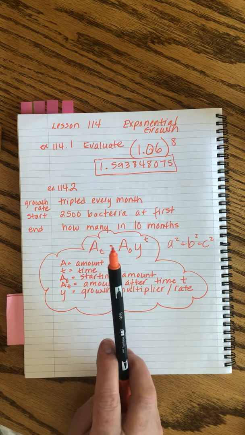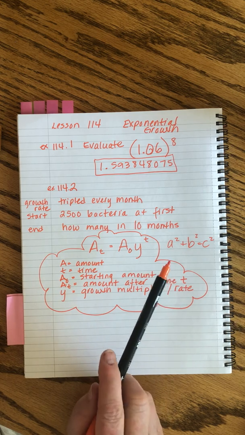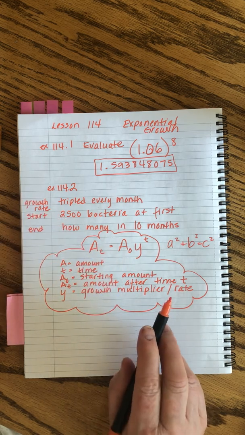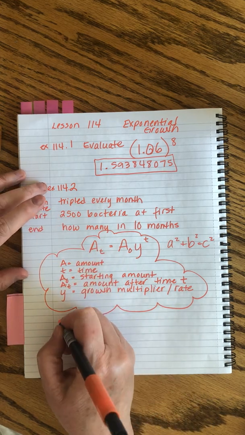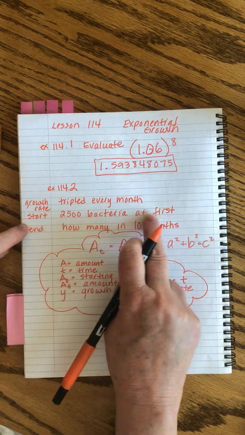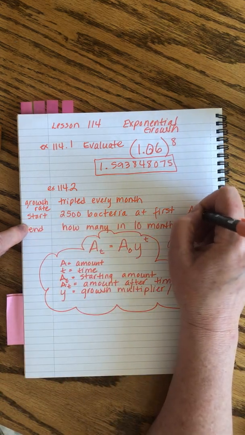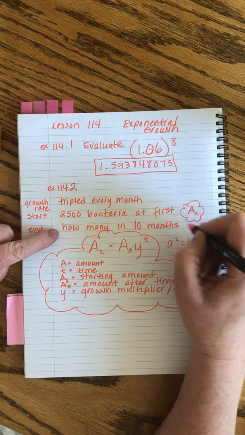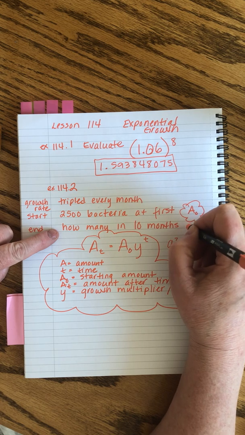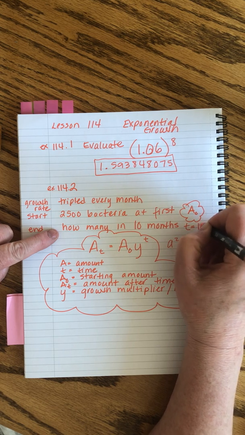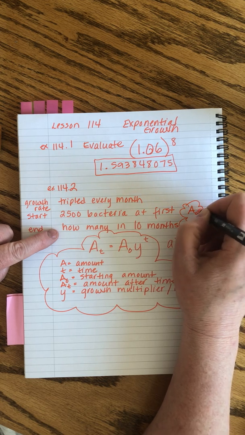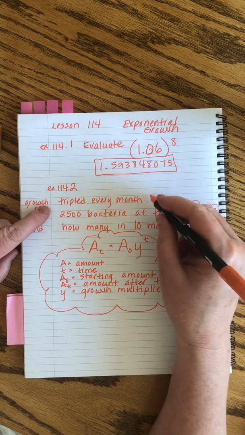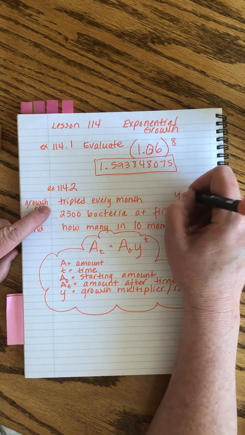All right. So what we're going to do is take the information we know and plug it in here. In our situation, the starting amount is 2,500. So that is what our A sub 0 is, right? Our time is this. I'm going to say t equals 10. A sub 0 is 2,500, right? I can write it in so it's super clear. And then our growth rate, y equals 3.